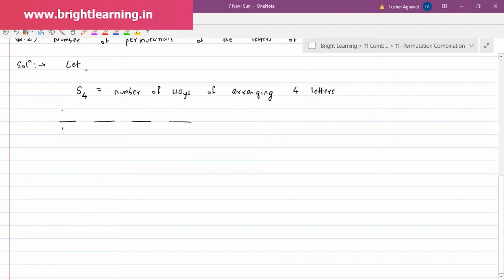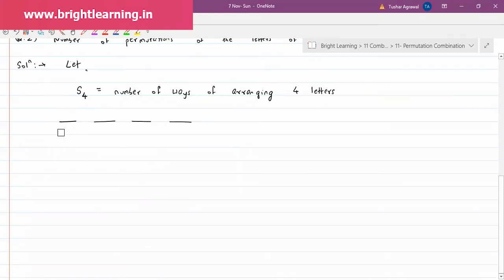If I fix F at the first position, then O, U, R, the remaining letters, can be arranged in whatever ways, I don't know right now. Let's say they can be arranged in 100 ways, hypothetically. That is S3, the number of ways for O, U, R. So if F is at the first position, the number of remaining arrangements is S3, or let's say 100, hypothetically.